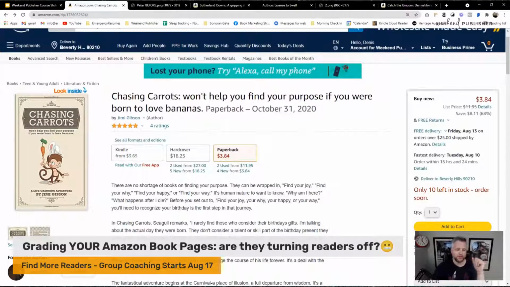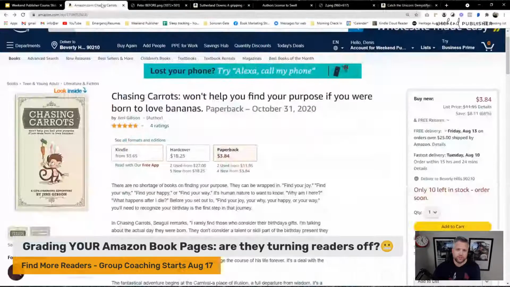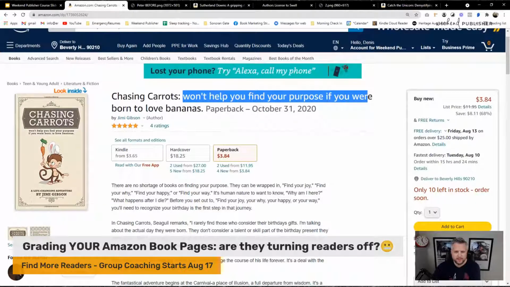But the thing I really wanted to point out here with Jimmy is the difficulty with this type of book. I'm not saying go and change it. I'm just saying there's a little bit more of an uphill battle. So with my book, Catch Unicorn, it doesn't automatically tell you what the book is about. Same thing with Chasing Carrots. I hear Chasing Carrots, I have no idea what the book is about. The subtitle is, Won't Help You Find Your Purpose If You Were Born to Love Bananas.